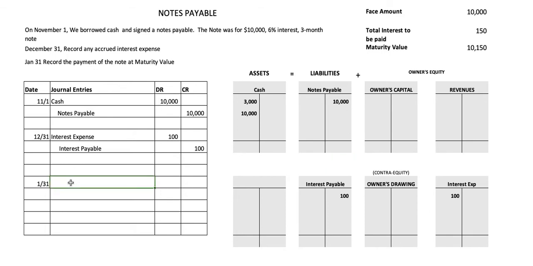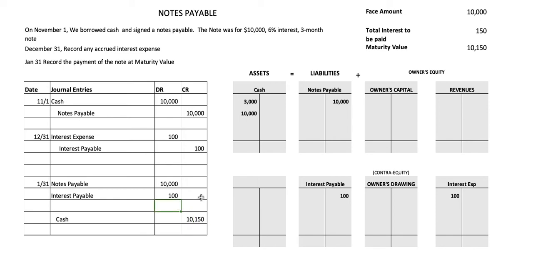So whenever you pay off a notes payable, we're going to clear out that account. So we'll debit notes payable for $10,000. We'll debit interest payable for $100, and I'm going to skip a blank here. You'll see why. Because I'm going to credit cash. Well, I'm going to credit cash for the full amount due, which is $10,150.